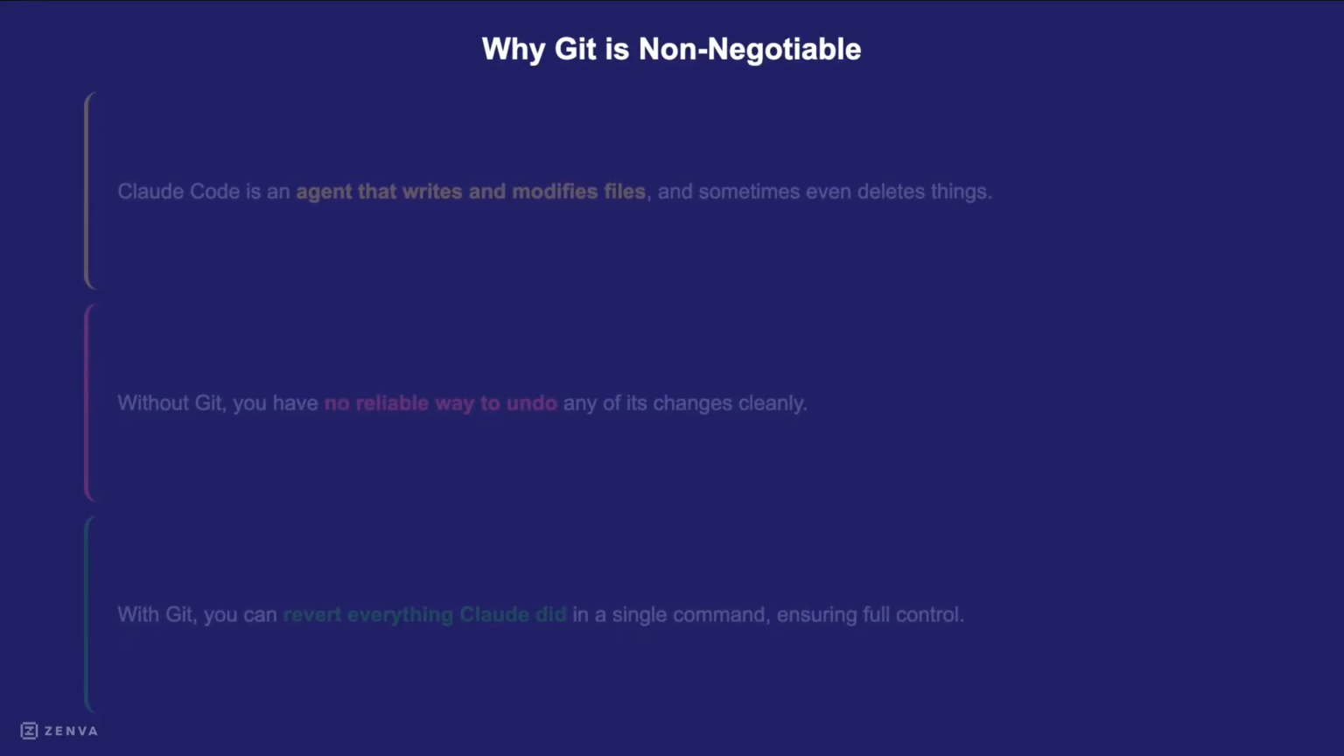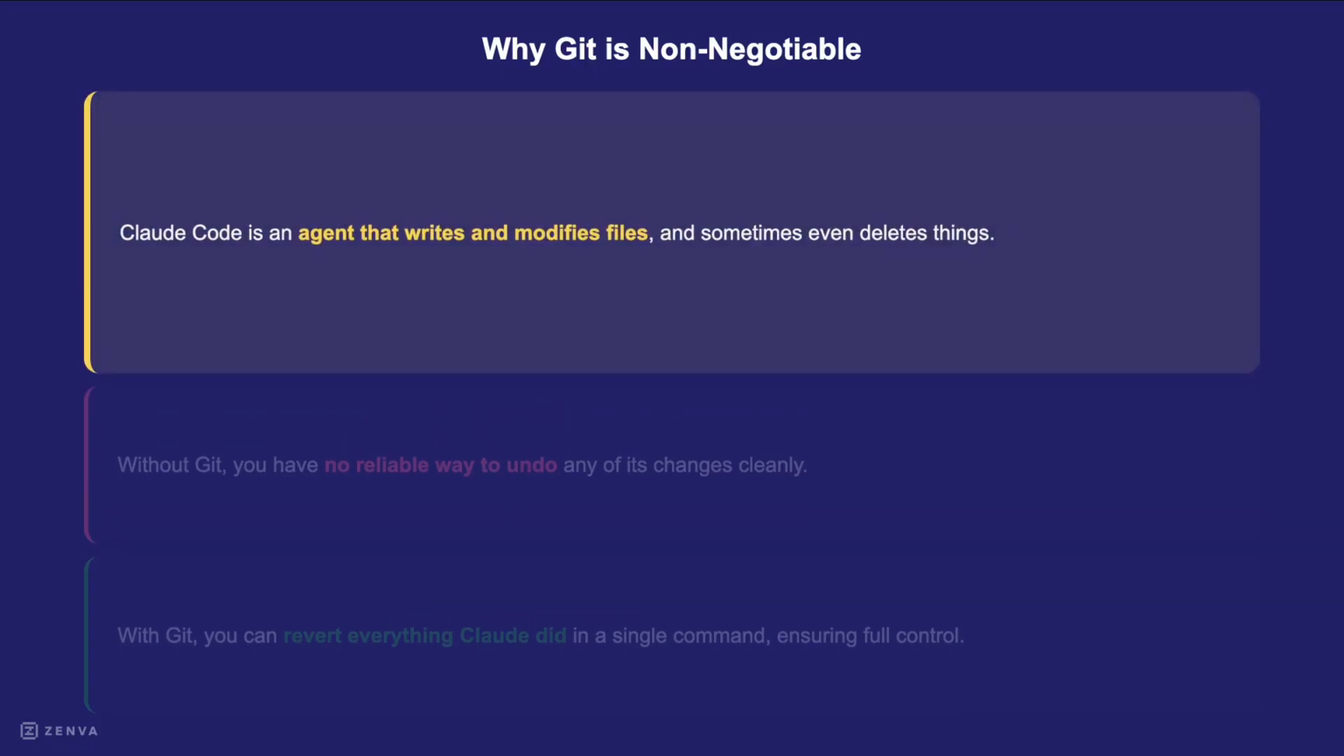As we build that base for directing your AI agents, you need to understand Git. It's essential for controlling and keeping your projects safe. Let's see why Git is so important. Remember, Claude Code is designed to be proactive. It will write new files, change existing ones, and maybe even delete things to solve problems.